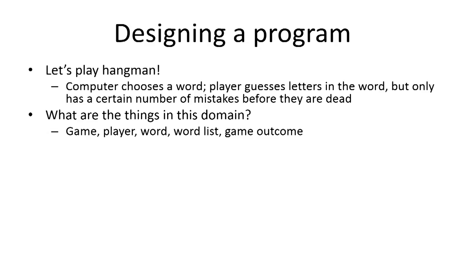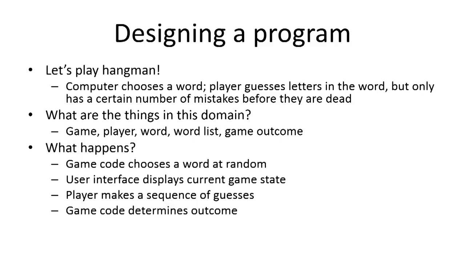We have players. In this case, we have one player, and then the computer will take on the role of the other player. We have the word that was chosen. That seems like it's going to be important. We have the list of words that the word was chosen from. Somehow, the computer is going to have some sort of lexicon somewhere that keeps track of all the possible words that it could choose. And we've got to keep track of things like the outcome. The game could be won, or it could be lost, or it could be still in progress, neither won nor lost.